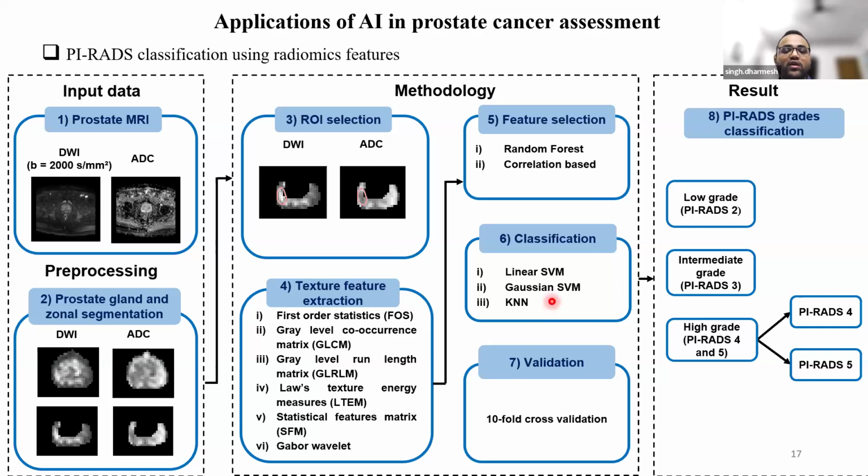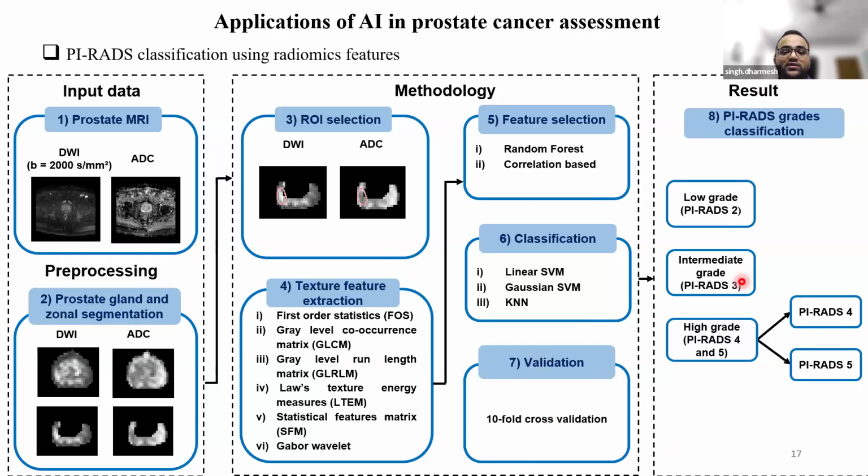So we trained our model using classifiers such as linear SVM, Gaussian SVM, and k-nearest neighbor to differentiate between cancerous and non-cancerous. More specifically, we also classify the PI-RADS grade. And the result was validated using tenfold cross-validation, ensuring robustness and generalizability.